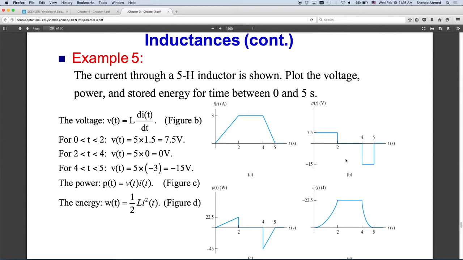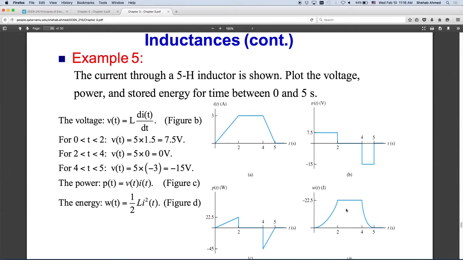Energy storage is half L i squared. Sorry, they do power first. Power is just the voltage times the current. So they take this, multiply by that. So you get a ramp here, you get a 0 in this zone, and then you get another ramp in this area. I won't do these calculations.